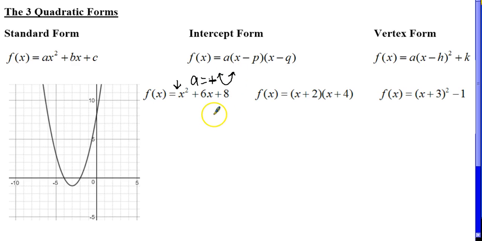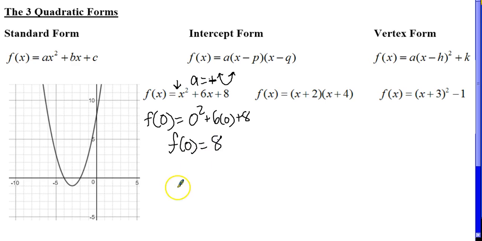It also immediately reveals to me something quite simple. If I plug in zero, which is the easiest thing to plug in, I get 0 squared plus 6 times 0 plus 8. Correct? So f of 0 is 8. This reveals to me the point (0, 8). And if I go over here to my graph at (0, 8), I have a point. This point is called the y-intercept.